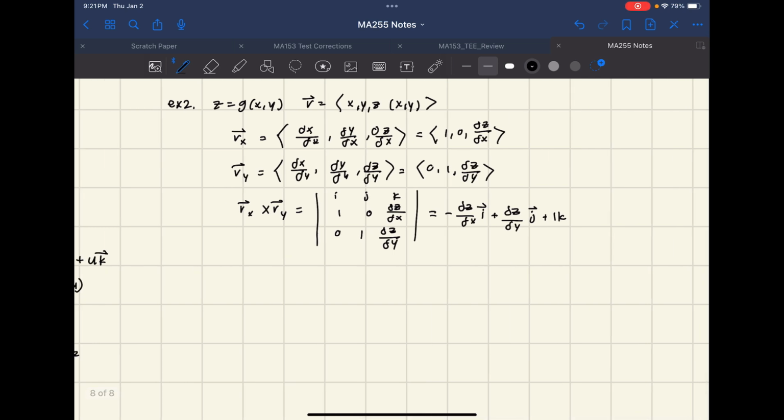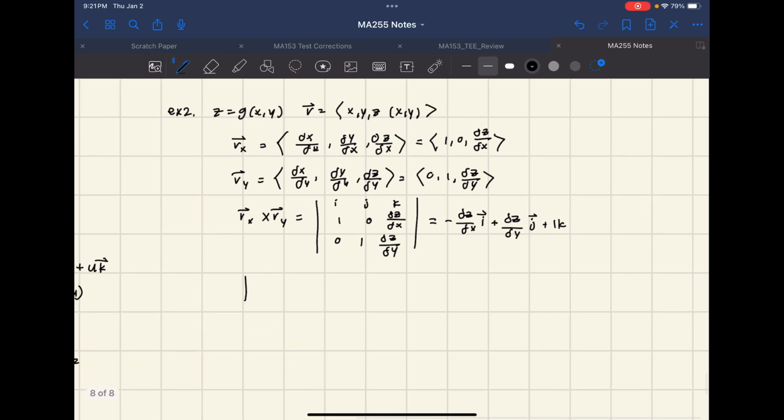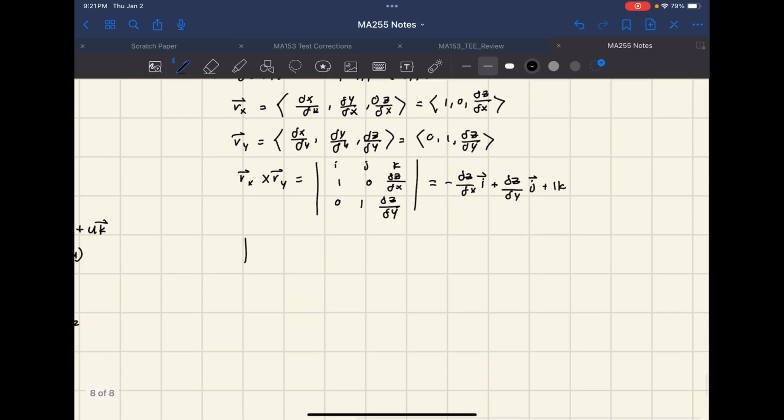Okay, so let's now find the magnitude of the cross product. Just plugging those values in. Okay, so now we can set up our integral.